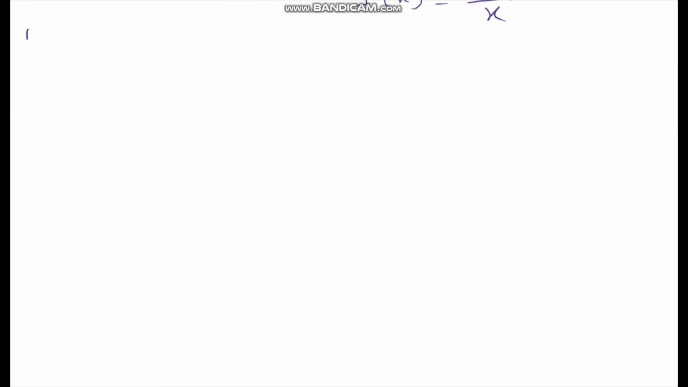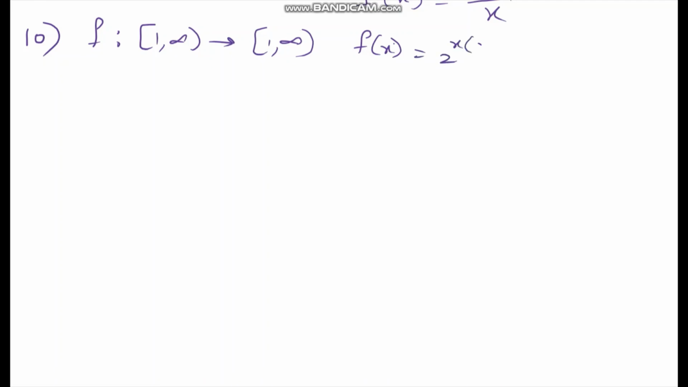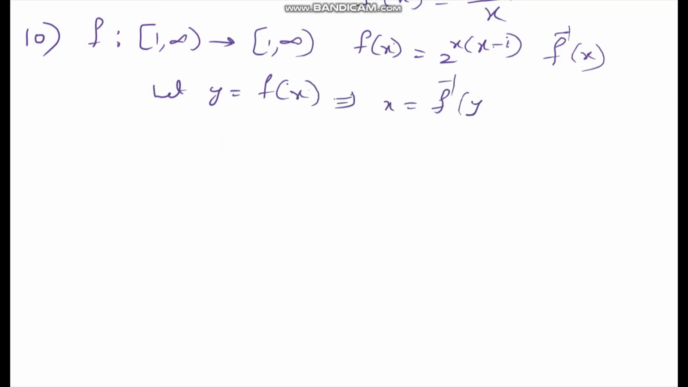Tenth question. f is mapping from 1 comma infinity to 1 comma infinity, and f of x is defined as 2 power x into x minus 1. We need to find the f inverse of x. Let y equals f of x, that implies x equals f inverse of y. So from this I can write that y equals f of x equals 2 power x into x minus 1.